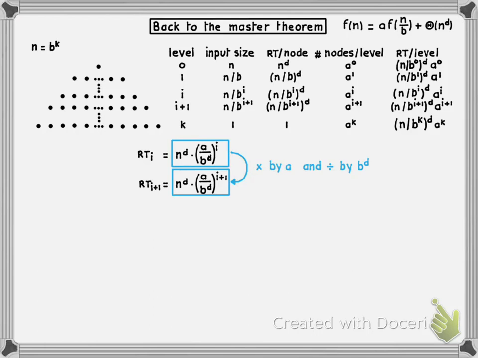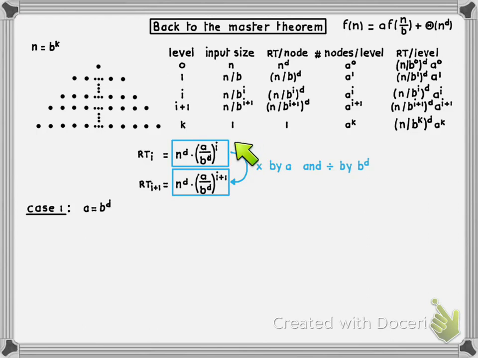Now we are ready to consider the three cases of the master theorem. The easiest case, case 1, is when a is equal to b to the power d. So what happens to the runtime here? If you multiply by one number and divide by the other, and both of these numbers are equal, you're basically changing nothing, which means the runtime at level i is the same as the runtime at level i plus 1.